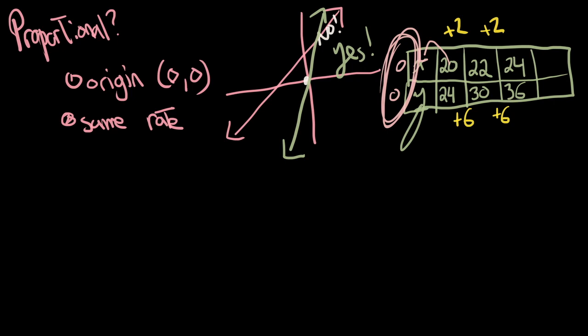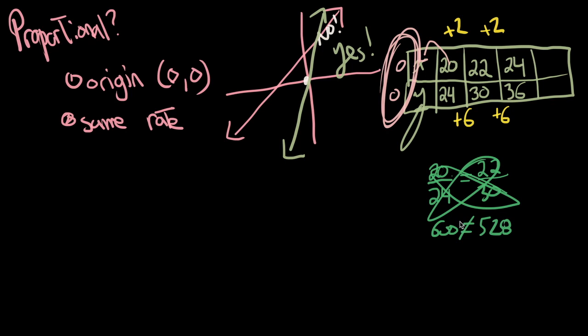Another way to do it is this. You could do 20 over 24. Is that the same as 22 over 30? And you can see what happens when you cross multiply. So you could do 20 times 30, which is 600. Does that equal, what does that become? 528. Right? So no, it does not. So you can always cross multiply like this as well. So it is linear though. It is a straight line, but it's not going to be proportional. So be very, very careful about that.